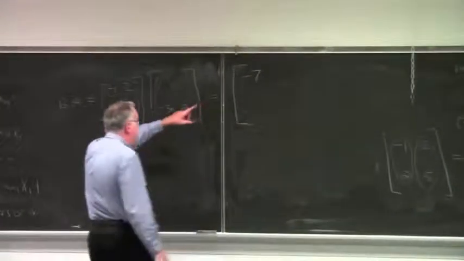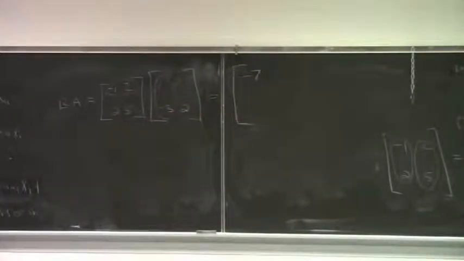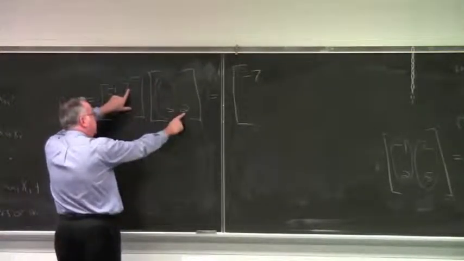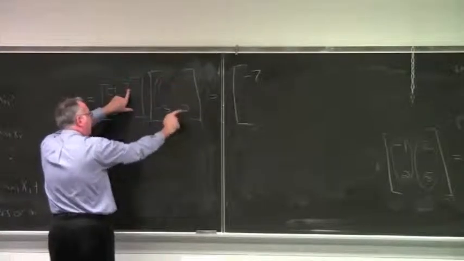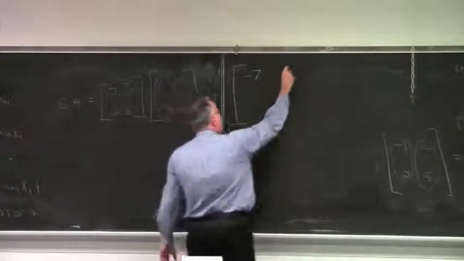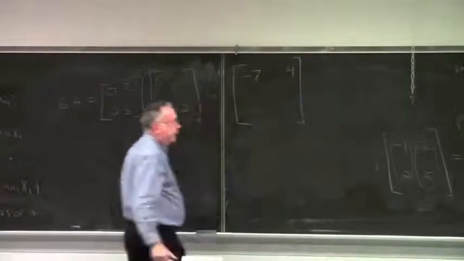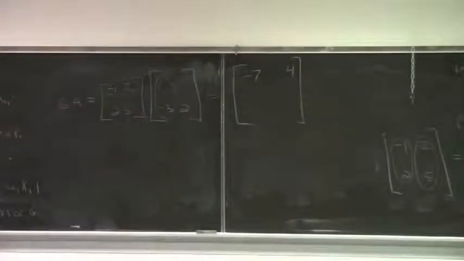What would the next element be? Just practice your, what would it be? 4. That'd be minus 1 times 0 plus 2 times 2, or a 0, plus 4 is 4. Okay, that's not the same as the other matrix either, is it?